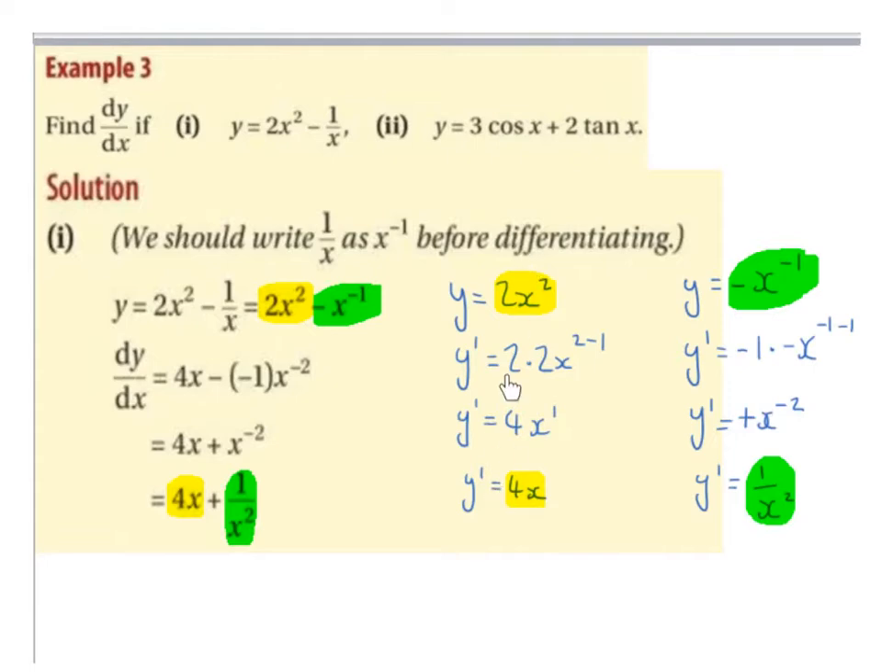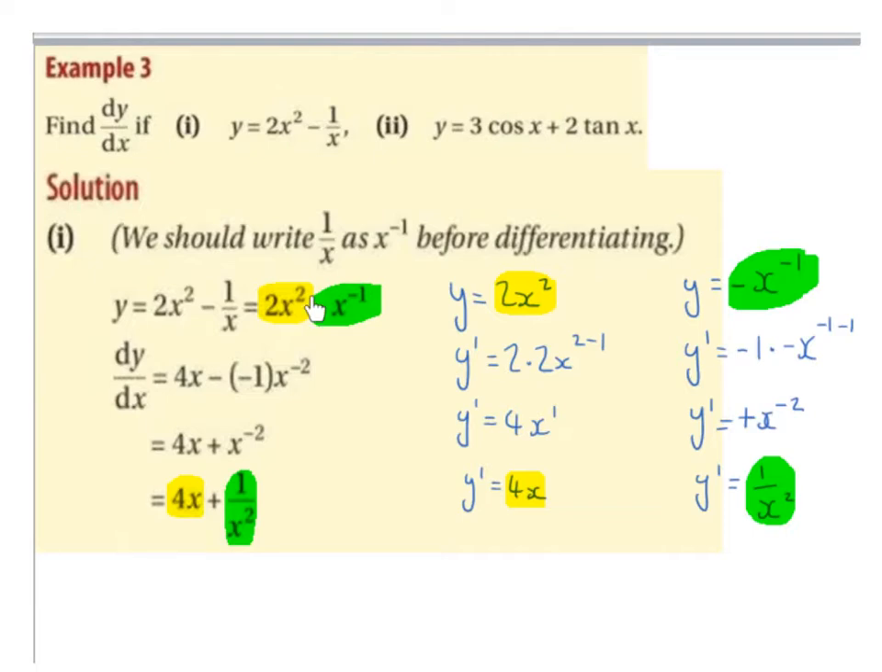So let's have a look at that over here. So if y is equal to 2x squared, then the derivative of y is 2 times 2x to the power 2 minus 1. So we bring the 2 down in front, and we reduce the power by 1. 2 times 2 is 4, 2 minus 1 is 1, and 4x to the power 1 is 4x.